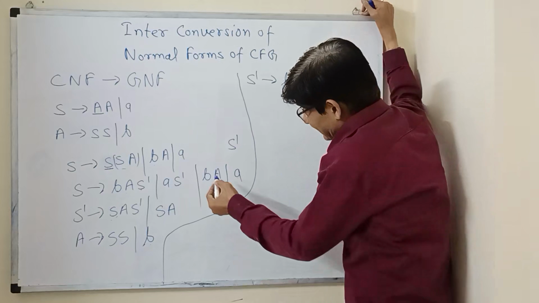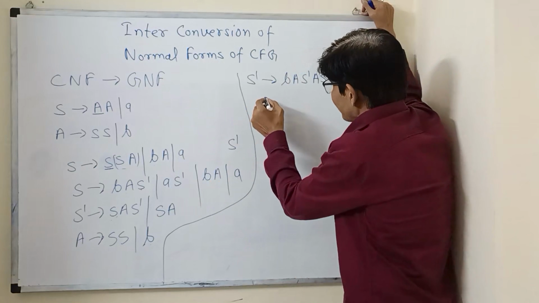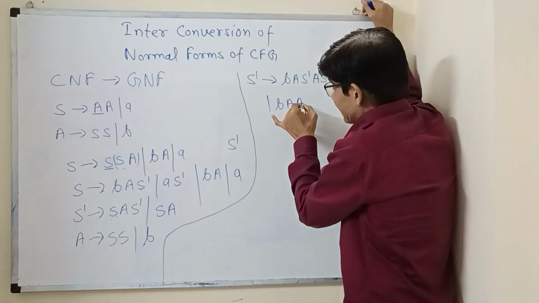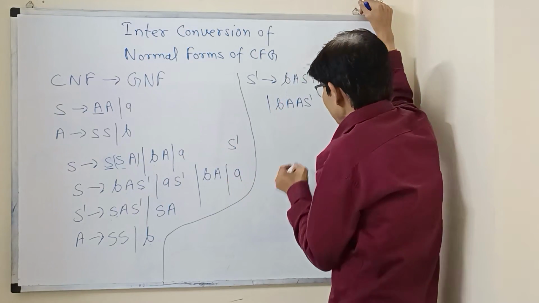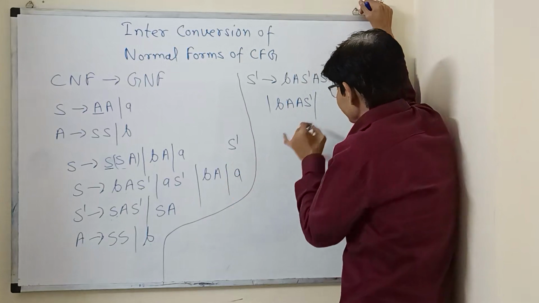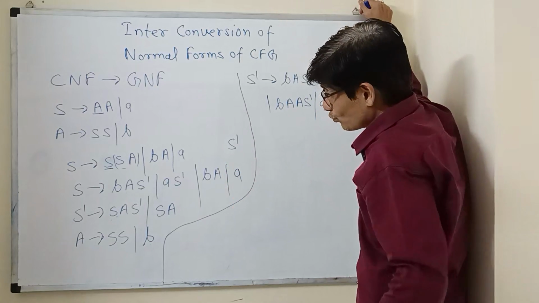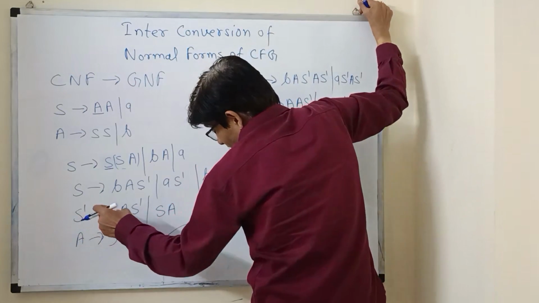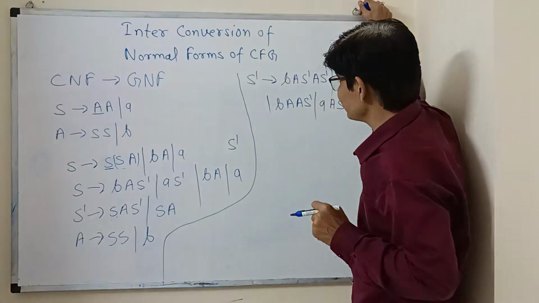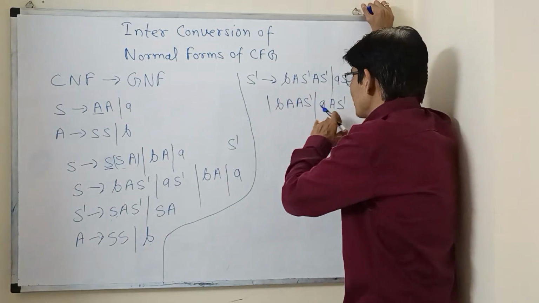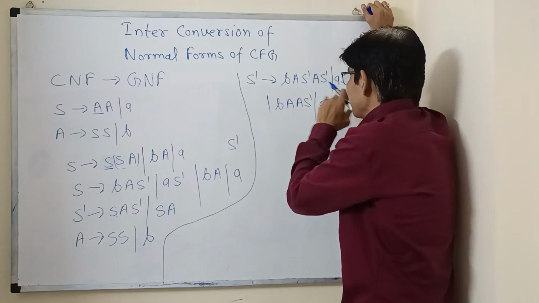Now we can take this value. So we will have BA A S' like this. Now we will have another production, we will have A S'. So now we have converted all these productions into GNF. Now you can see all these productions of S' are in GNF.